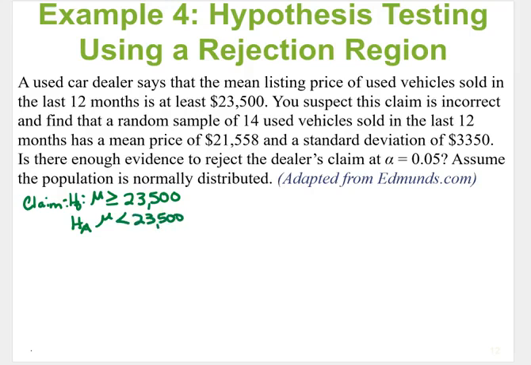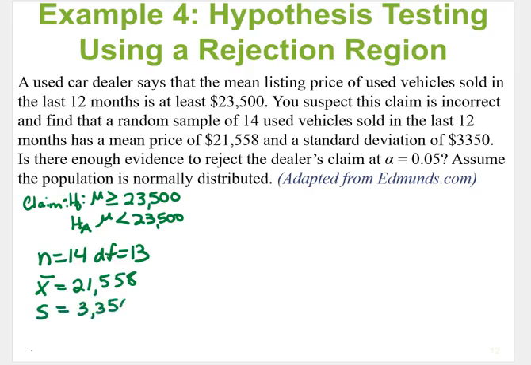All right, you suspect that this claim is incorrect and find that a random sample of 14 used vehicles, so n equals 14, which means my degrees of freedom is going to be 13, sold in the last 12 months has a mean price, so the sample mean is 21,558, and the sample standard deviation is 3,350. Right, is there enough evidence to reject the dealer's claim at alpha equals 0.05?